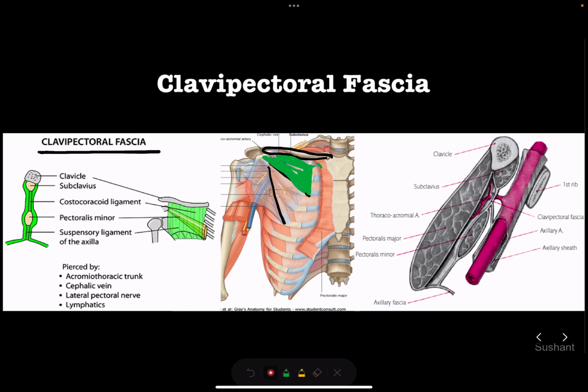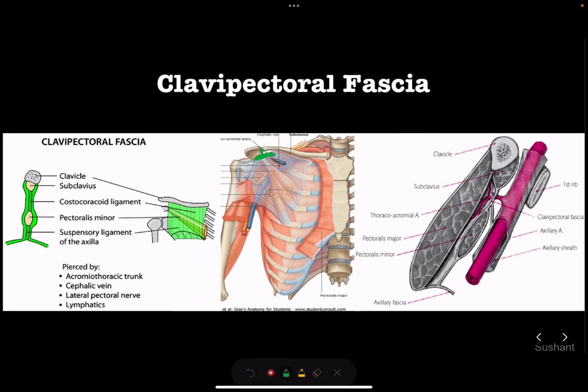Now what happens laterally? Laterally, the clavipectoral fascia is attached to the coracoid process, right? As you can see here, it is attached to the coracoid process. The coracoid process is here. So the lateral attachment of the clavipectoral fascia is to the coracoid process, and it blends with the coracoclavicular ligament.